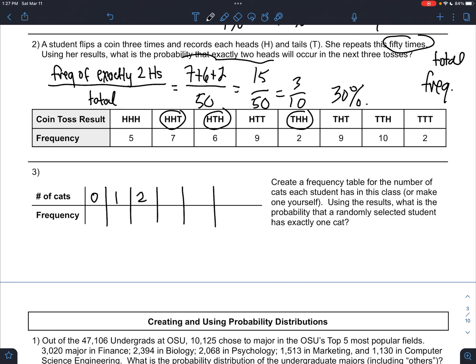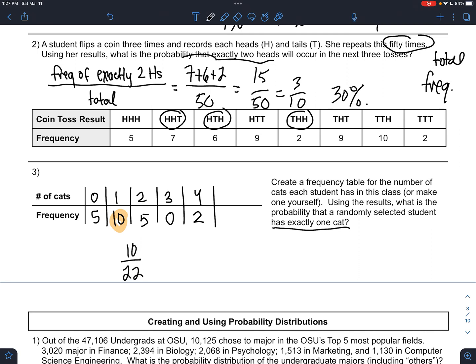Okay? And in class we did a survey of the whole class of how many cats everyone had. So let's say if we did 0, 1, 2, 3, 4, let's say that 5 people had no cats, 10 had 1, 5 had 2, 0 had 3, and 2 had 4 cats. That would be a frequency table. What's the probability that a randomly selected student has exactly 1 cat?